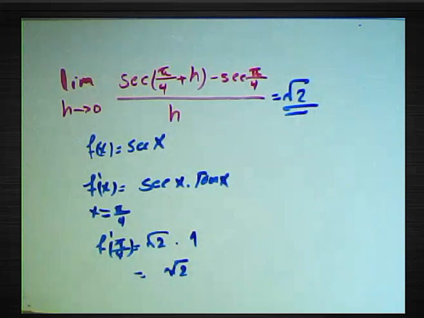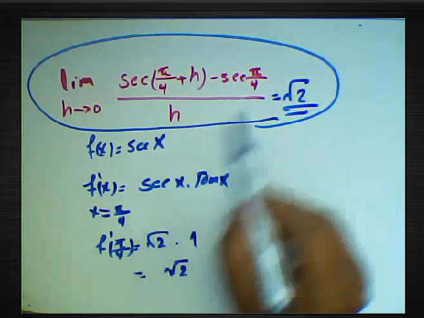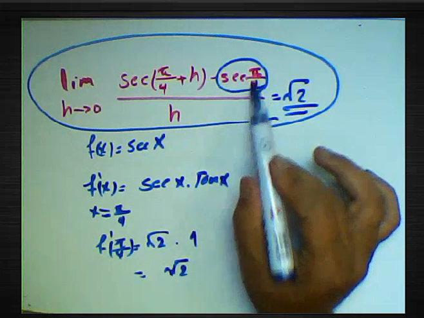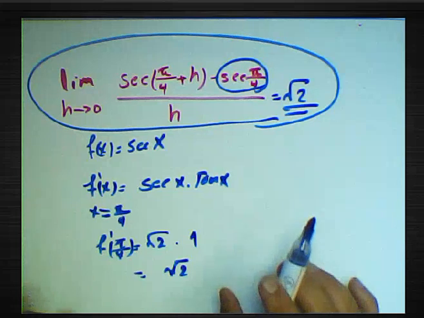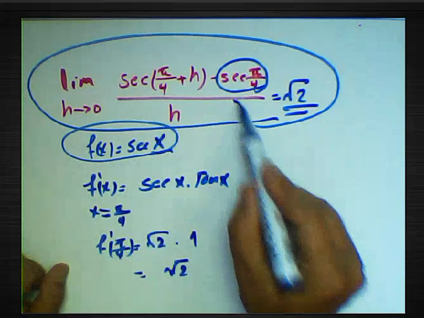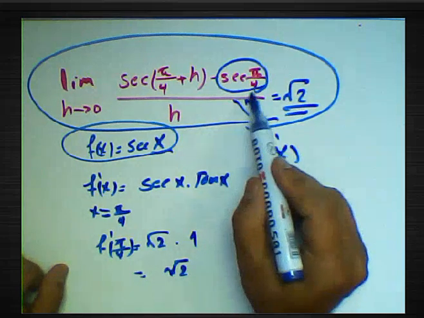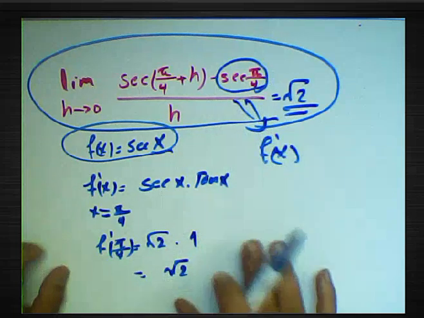If you get this kind of example in the exam, it means the derivative of a function. You must cancel pi over 4 and write x, because the limit is at x equals pi over 4. Then the original function equals sec x, and this is f dash of x. You can find the derivative of this function and put x equals pi over 4. It's a very important example.